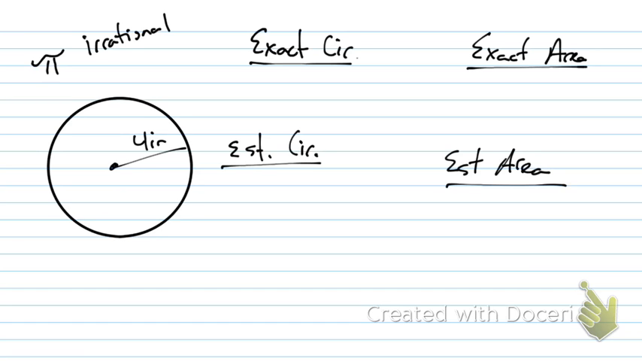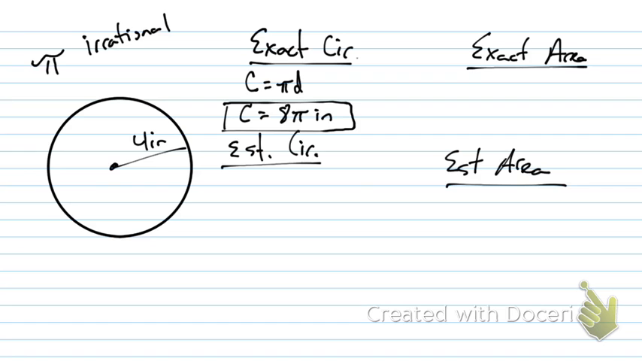So for the exact circumference, your work's going to look like this. Circumference equals pi d. So that you know the circumference equals 8 pi inches. So this would be your answer for the exact circumference. Pi has to be in your answer to be exact.